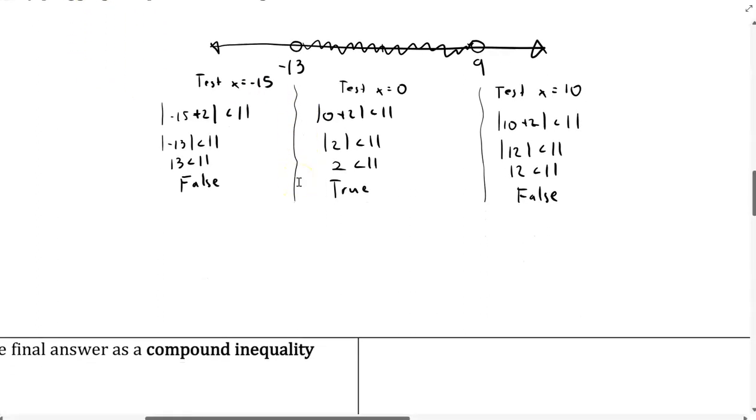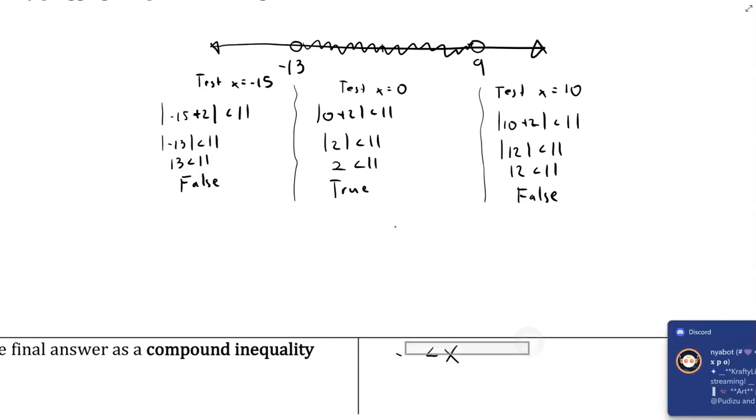And so what we can do now in our final step is we're actually going to write a compound inequality to represent the solutions. Remember, the way that we do that is, where's the shaded region? Well, our shaded region is strictly greater than negative 13.